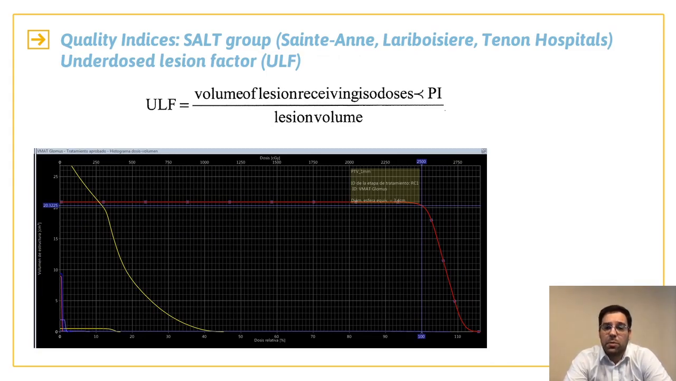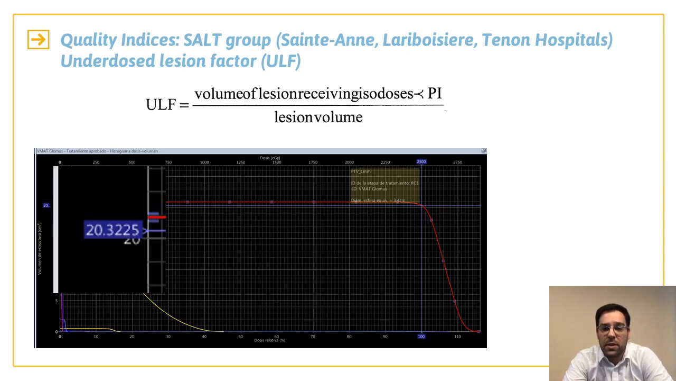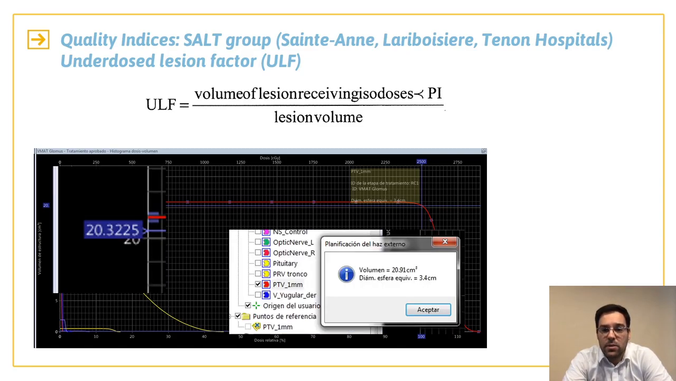Another index proposed is the underdose lesion factor, that is the quotient between the volume of the lesion receiving doses below the prescribed isodose and the volume of the PTV. For doing that, we have to see the PTV volume and then subtract the volume of the PTV receiving the prescription isodose. This index is better the closer it is to 0.